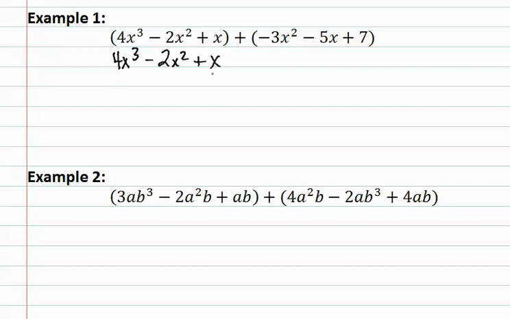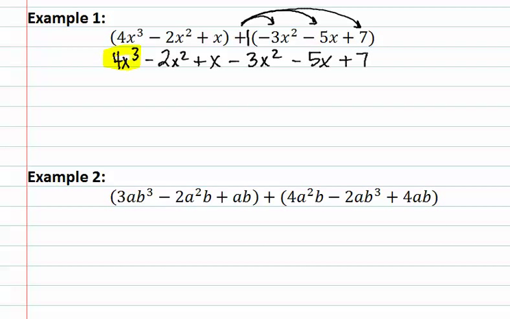In the second trinomial, as we just discussed, there is nothing besides a positive out front, which will not change any of the inside. If you would like, you can imagine distributing a positive 1 to each of the terms. When we do this, we will end up with a negative 3x squared minus a 5x plus 7. At this point, we may now combine like terms.